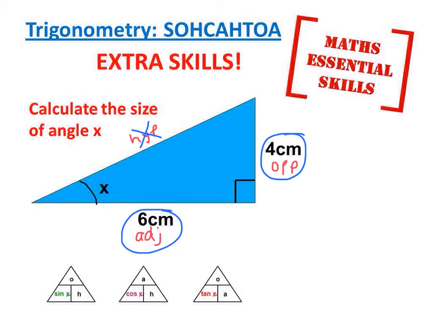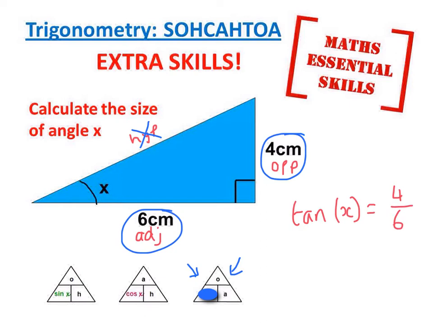Which of the pyramids has got adjacent and opposite in? Well, that's this one here, the tan pyramid. So I'm going to be using this one. Now, when I'm working out an angle, I cover up the tan, the cos, or the sin bit of the question, and I write down what I'm left with. Well, I had tan of x equals opposite, which is 4, divided by adjacent, which is 6.